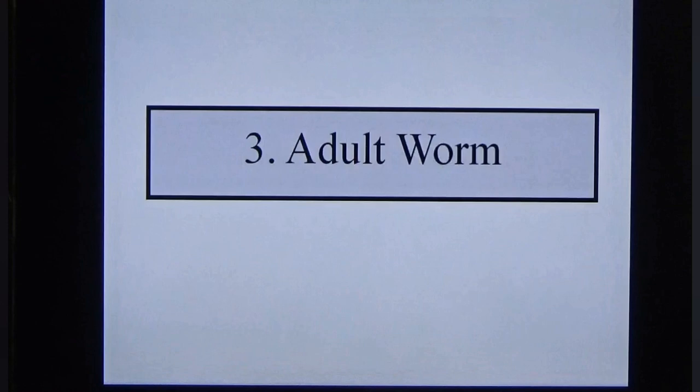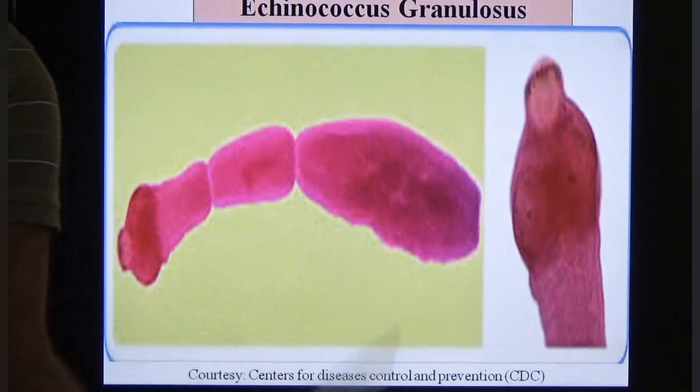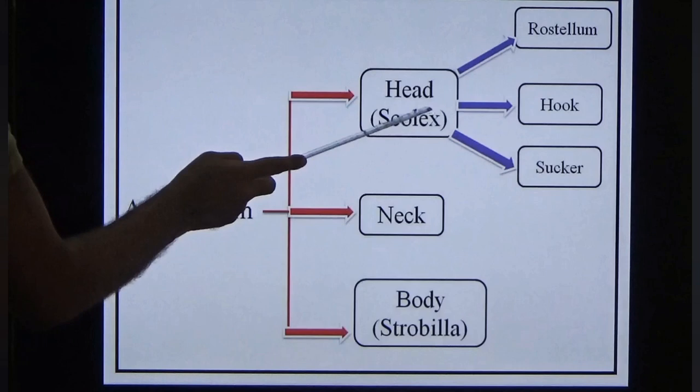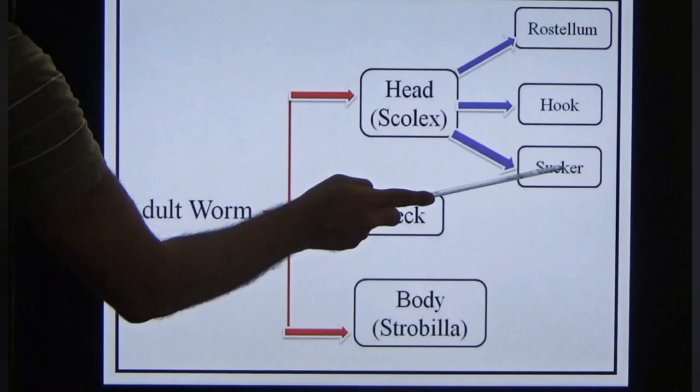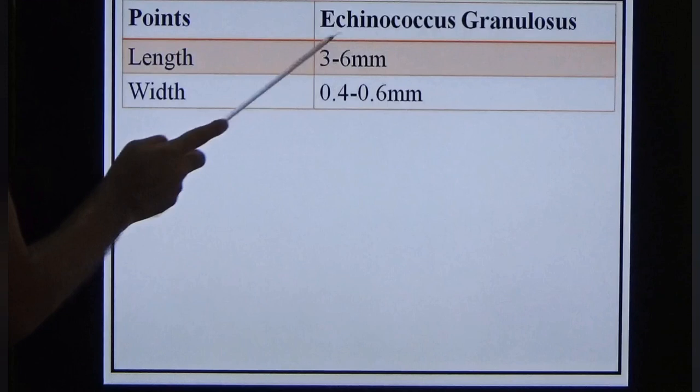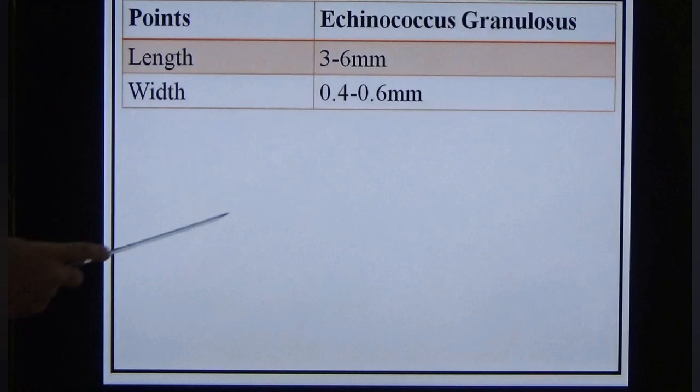Now we'll talk about the adult worm. This is the adult worm, and this is the head of the adult worm. We'll discuss it later. As we discussed in the morphology, the adult worm is divided into head part, neck part, and body. The head part is known as the scolex, and the body part is known as the strobila. For our understanding, we divide the head part into three: rostellum, hooks, and suckers. Before going to the head part, the length of this Echinococcus granulosus is 3 to 6 mm, very small, and width is 0.4 to 0.6 mm. It is much smaller than Taenia solium.